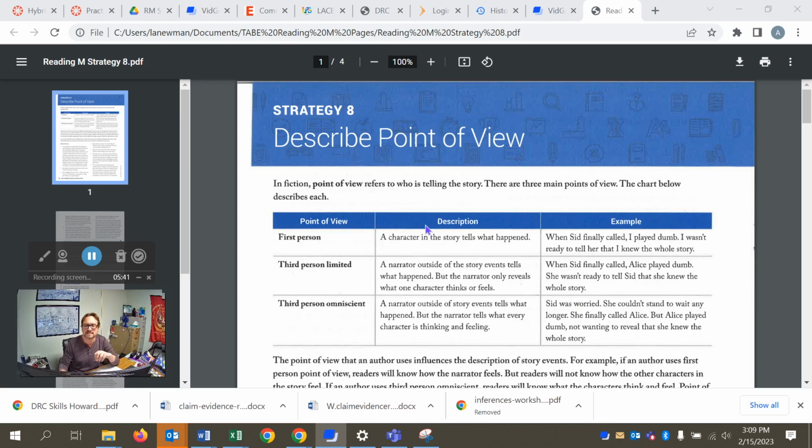So in some ways, it's kind of like the story is being told in first person, even though it's being told in third, because you are only privy to, that means that you have access to, one character's thoughts.